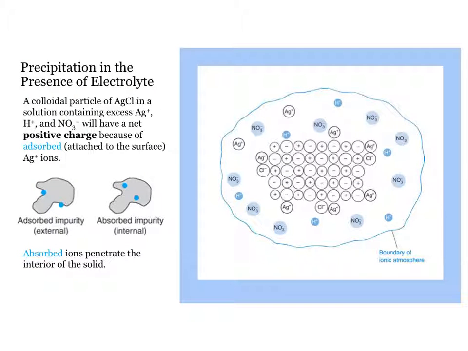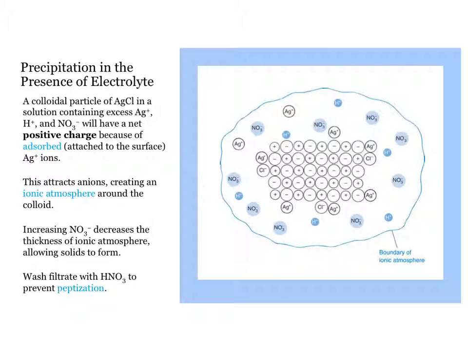Ionic compounds are usually precipitated in the presence of added electrolytes. If we consider the case of silver chloride, we see a colloidal particle of silver chloride growing in solution. This particle will have a net positive charge due to the silver ions adsorbed or attached to the surface. This is not to be confused with absorbed ions, which penetrate beyond the surface of the colloid or solid. The net positive charge on the colloid surface attracts the nitrate anions and repels the cations, creating an ionic atmosphere.